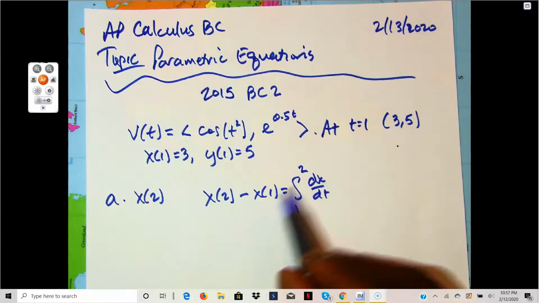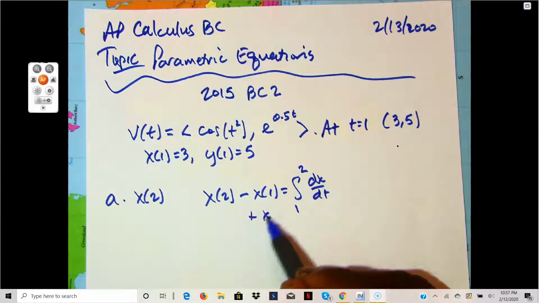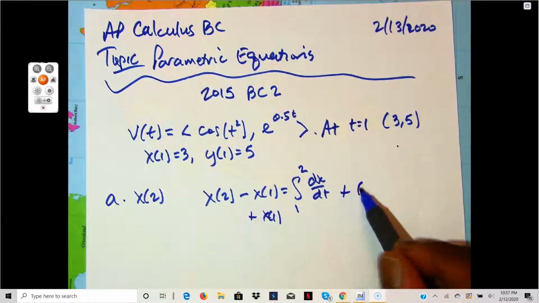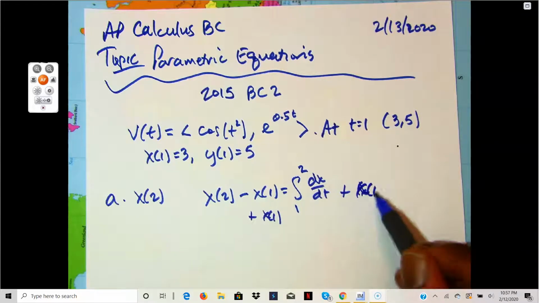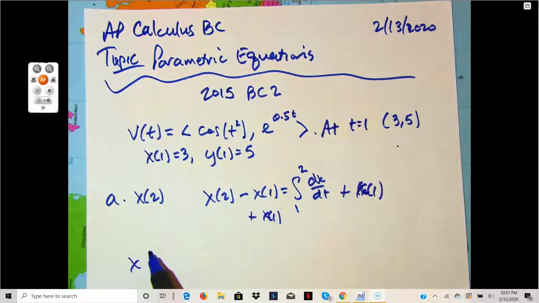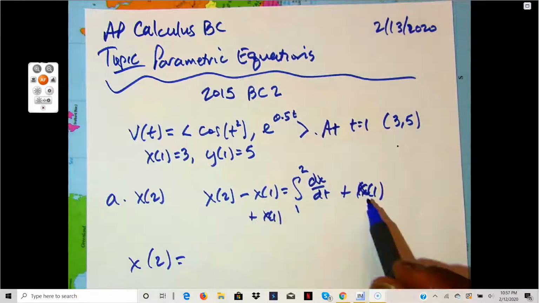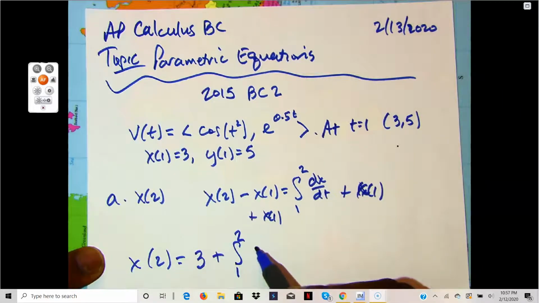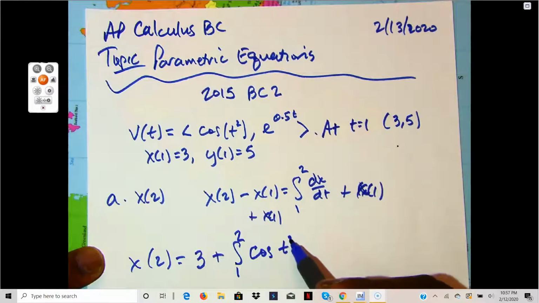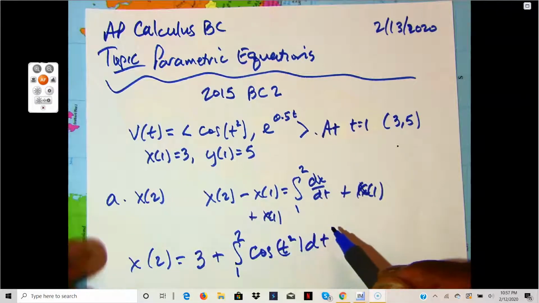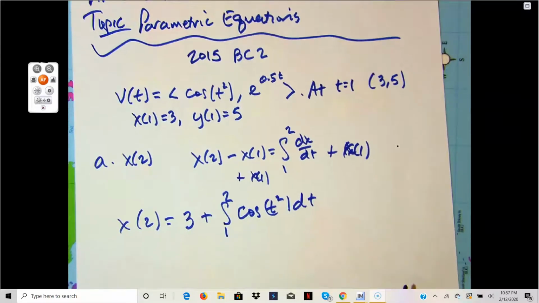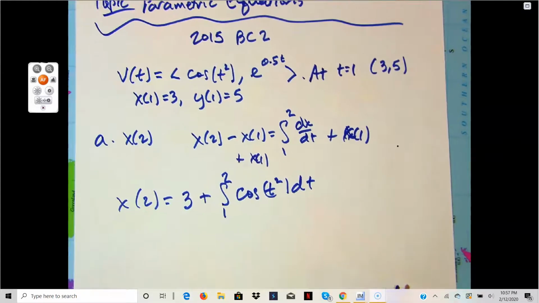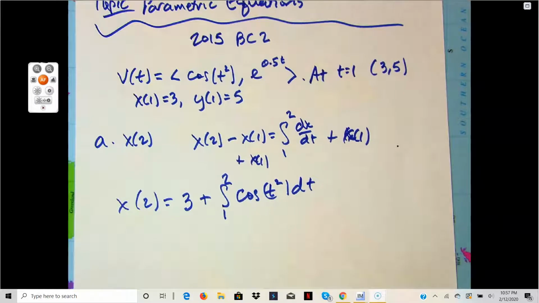So if we add x(1) to both sides, we end up with x(2) is equal to, x(1) is 3, so 3 plus the integral from 1 to 2 of cosine of t squared dt. So remember, you have to write this out. You can't just plug values into the calculator and come up with answers.